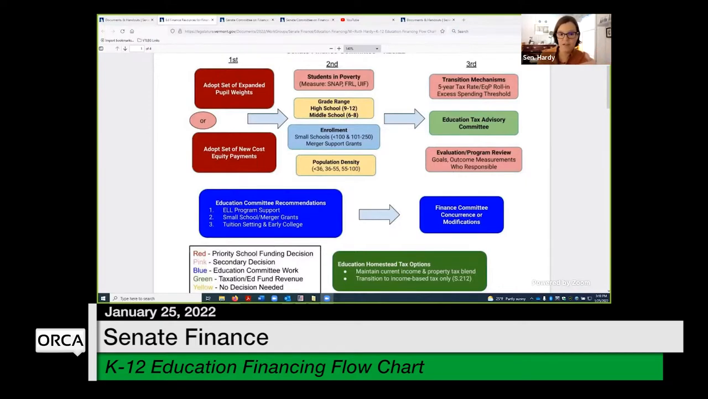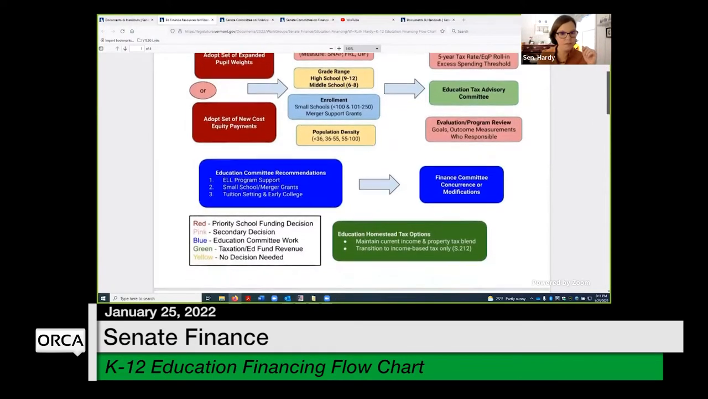And then the final thing is the education homestead tax proposal, or S-212, that we looked at last Friday. And that has in it a provision about an education tax advisory committee. And that's why that one is green up there. So those are taxation issues that we would need to deal with or could deal with. But the primary decision is weights versus cost equity payments. And Faith, if you could scroll to the next page, this might help explain it a little bit better.